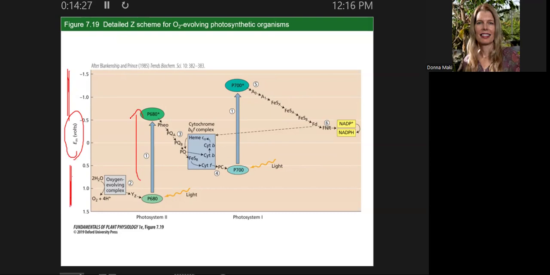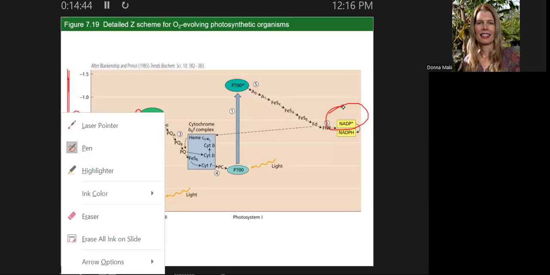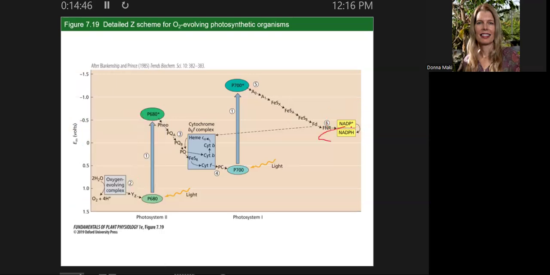Until you see at the very, very end, NADP plus. So we call NADP plus the ultimate or final electron acceptor in this whole process. And when it accepts an electron, then it becomes reduced to NADPH. So that's a huge goal of the light reactions.